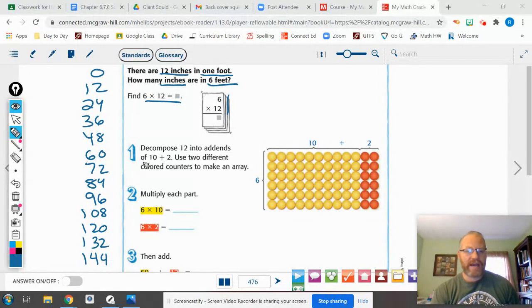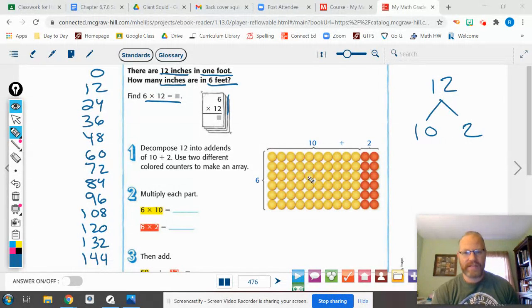Decompose 12 into addends of 10 plus 2. What they're saying is 12 can be decomposed into 2 numbers, and then we multiply by those numbers. Which 2 numbers would be the easiest? It would be 10, because 10s are easy, and then 2, because 2s are pretty easy. So if you're not familiar with your 12 list yet, you can always break it down to 10 and 2.